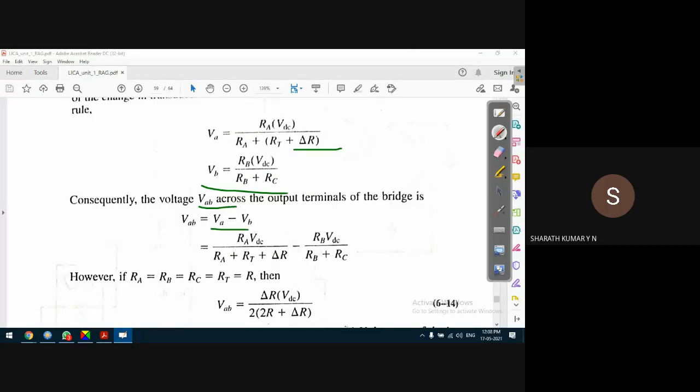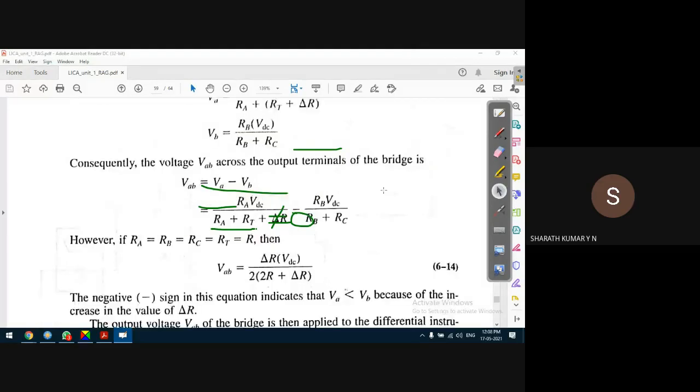It can be represented as VA minus VB. This is equal to 0 under balance condition, but under unbalanced condition, this will not be equal to 0. Okay? So by using those equations, we can simplify this further.